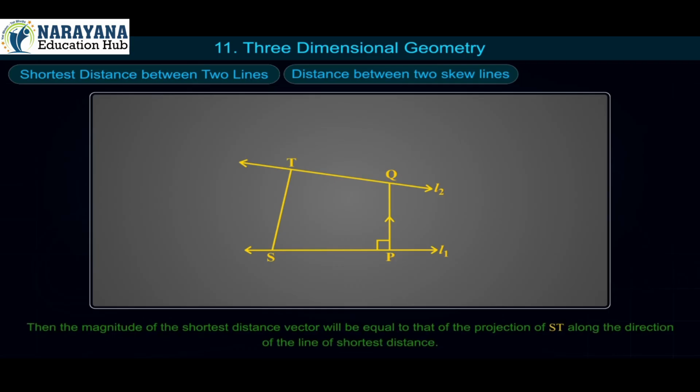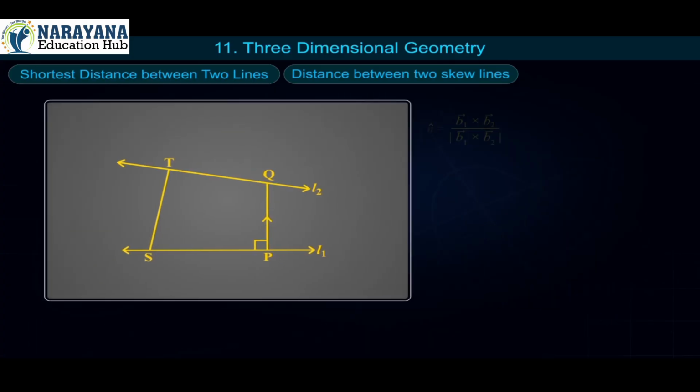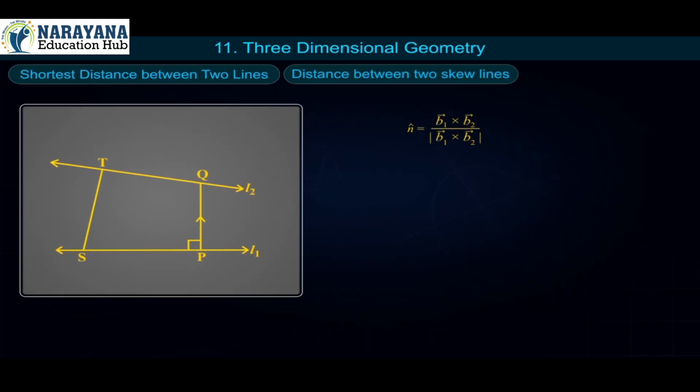Then the magnitude of the shortest distance vector will be equal to that of the projection of ST along the direction of the line of shortest distance. If vector PQ is the shortest distance vector between L1 and L2, then it being perpendicular to both vector B1 and vector B2, the unit vector n cap along vector PQ would therefore be n cap is equal to vector B1 cross vector B2 upon modulus of vector B1 cross vector B2, equation 3.